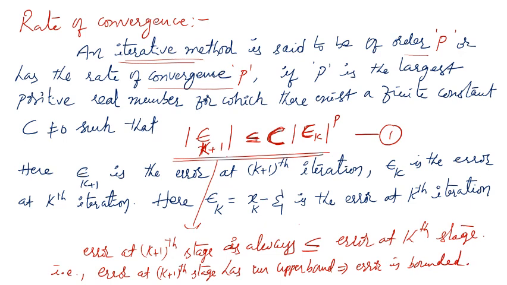And when this type of expression exists, that is error at the k plus 1th stage is less than or equal to some constant into error at the k stage whole to the power of p, then this p is called rate of convergence. Error at the k plus 1th stage is always less than or equal to error at its previous stage, that is kth stage. This is rate of convergence of an iterative method. Means error is bounded. It has some finite upper bound. Therefore error is bounded.